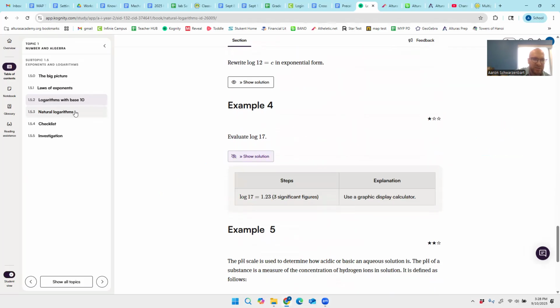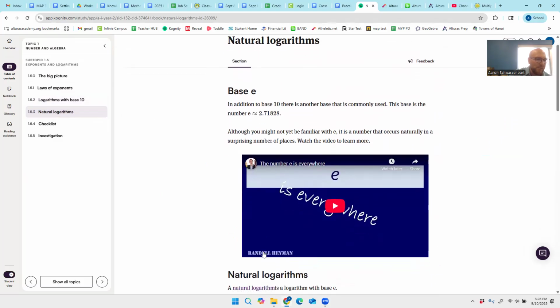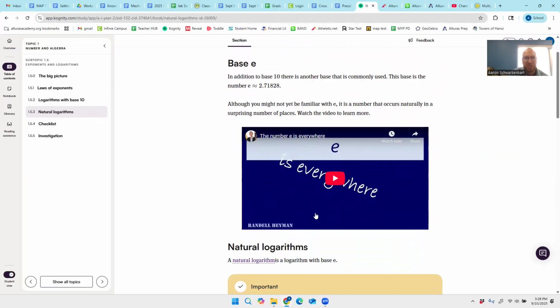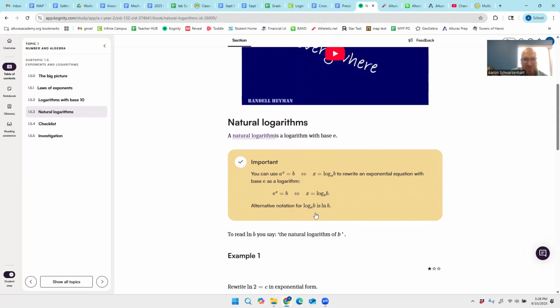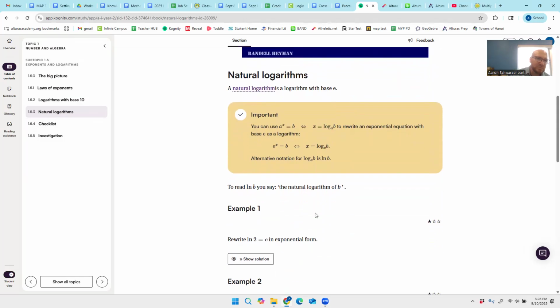Okay, on to 1.5.3. Natural logarithms. I encourage you to watch The Number e is Everywhere video. It's kind of interesting. Good ideas to see and be familiar with. Log base e of x is abbreviated with ln x. And you should know ln's from previous courses, but that's what it is. It says rewrite ln 2 equals c in exponential form. To make this easier, I will go log base e of 2 equals c, e to the c equals 2. That is this in exponential form.